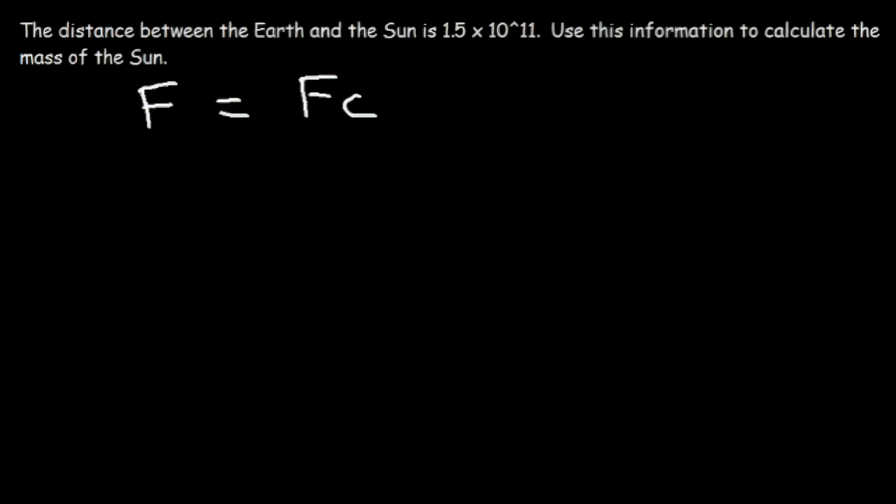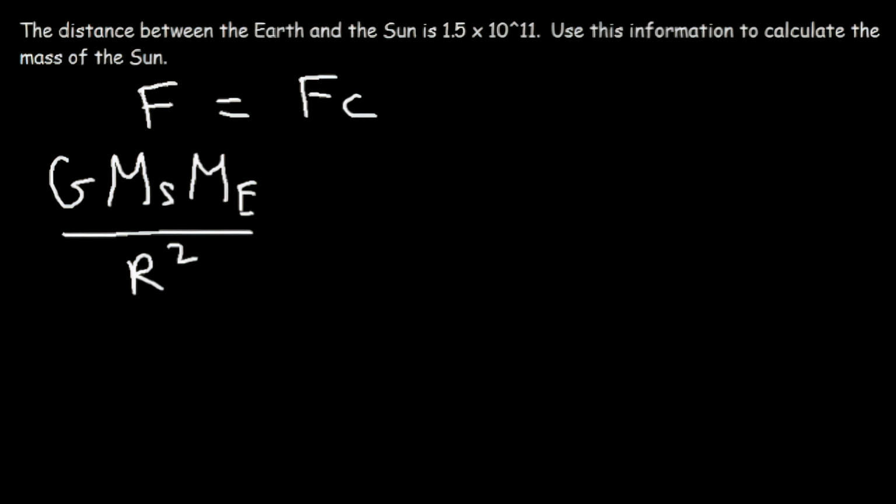The gravitational force between two objects is G times the mass of the Sun times the mass of the Earth, divided by the distance between them, which is 1.5 times 10 to the 11 meters. The centripetal force is the mass of the object moving in a circle, in this case the mass of the Earth, times the centripetal acceleration, a_c. Now we could use mv squared over r, but that's going to give us the speed of the satellite, which if we want to find the speed of the Earth around the Sun, we could if we want to, but we're not going to do that.